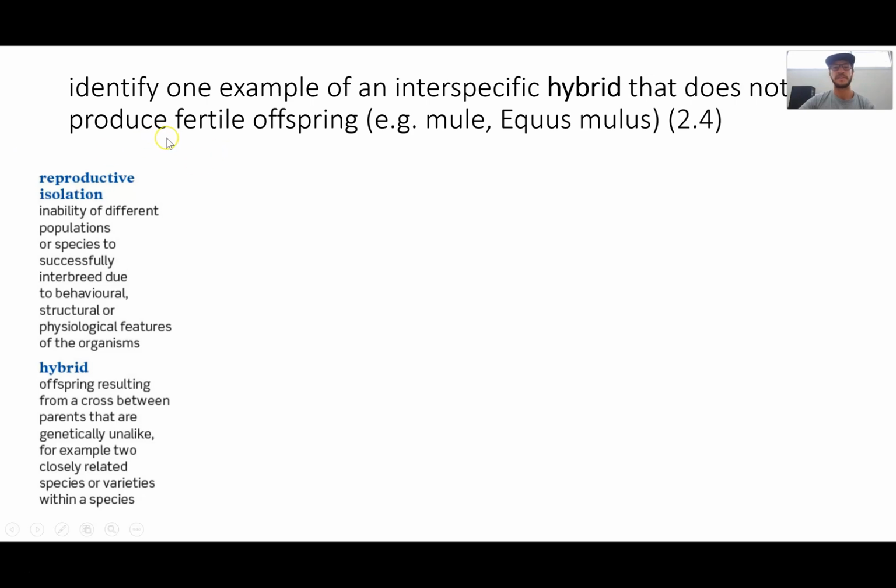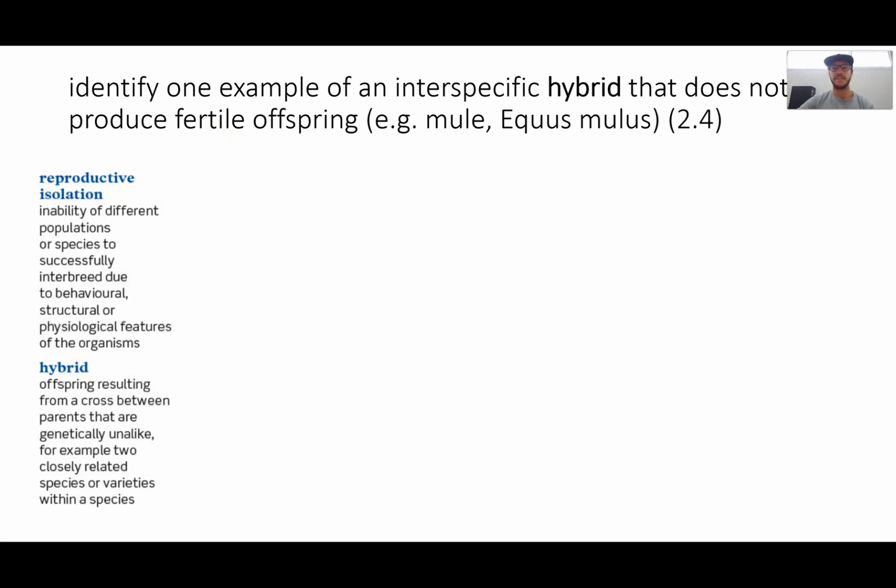A species is a group of organisms that can interbreed with each other to produce fertile and living offspring. So a definition for fertile just means the ability to produce its own offspring. The opposite of that would be infertile, right? And you've probably heard of examples of couples trying to fall pregnant but struggling with infertility.